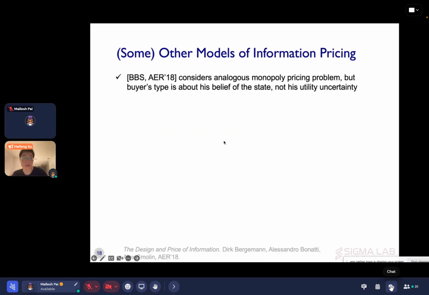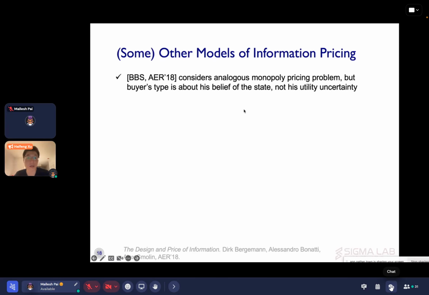Okay. And this is just one line of model, and in the literature there are definitely many other models about information pricing. Here I'm just highlighting some of them, particularly those I think inspired our work. So perhaps one of the most well-known ones is by Bergemann, Bonatti, and Smolin. They consider an analogous monopoly pricing problem as we did, except that their private type for the buyer in their setup is the buyer's belief about the state of nature, not the buyer's utility uncertainty, as in our setup. So that's the core difference.